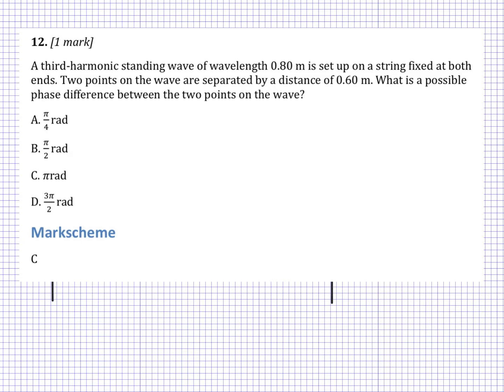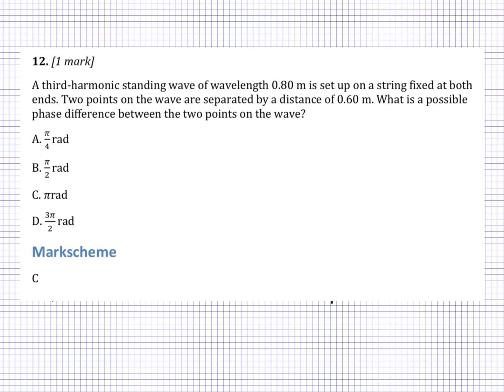So let's take a look. Third harmonic standing wave, we're told the wavelength is 80 centimeters. It's fixed on both ends, and there's 2 points on a wave that are separated by a distance of 60 centimeters. What is the possible phase difference between the 2 points on the wave? And then we're given a bunch of options.